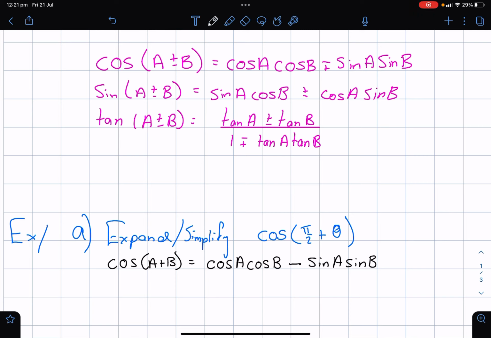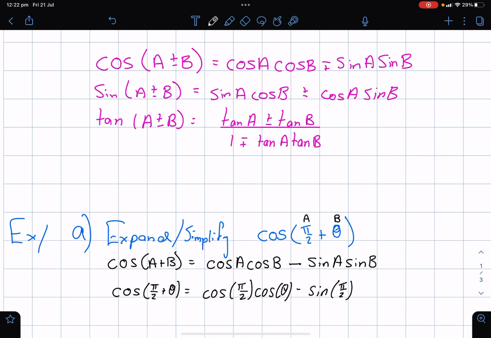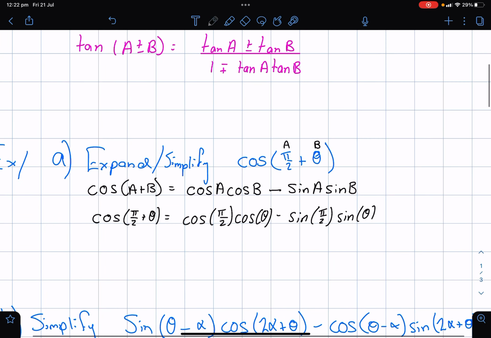Now this here is A, this here is B. So let's substitute those values in. So the cosine of pi on 2 plus theta is equal to cosine of pi on 2 times cosine of theta, take sine of pi on 2 times sine of theta. Now, obviously the sine and cosine of thetas we can't do much with, but we know pi on 2 is a pretty special angle in our unit circle. Now that is also 90 degrees.